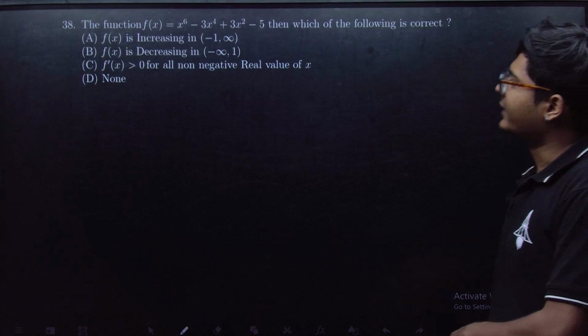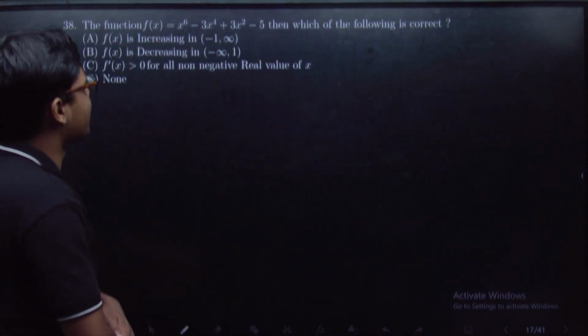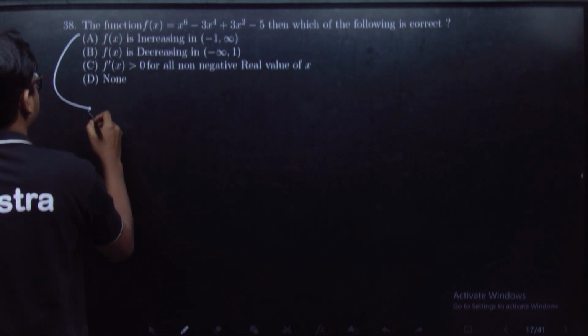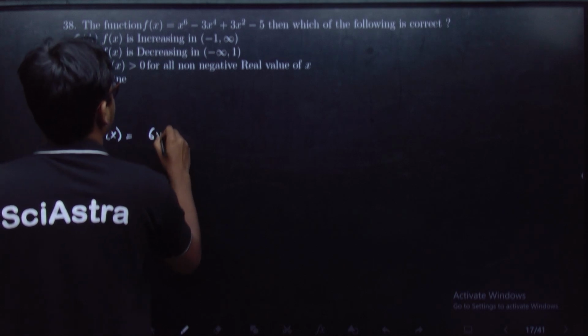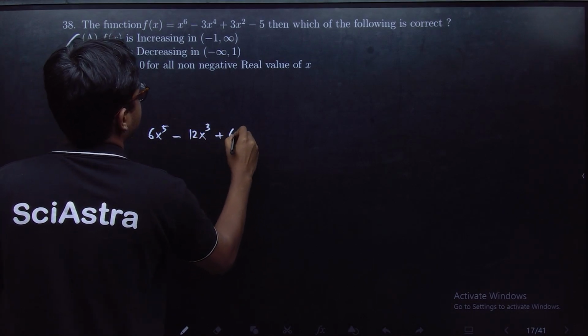And question 38. The function f(x) equal to x^6 minus 3x^4 plus 3x^2 minus 5, then which of the following is correct? Obviously, again, we need to look at the derivatives. So f'(x) just turns out to be 6x^5 minus 12x^3 plus 6x, right?